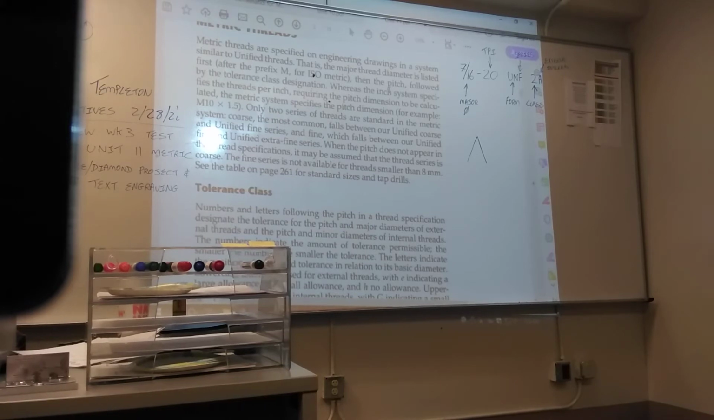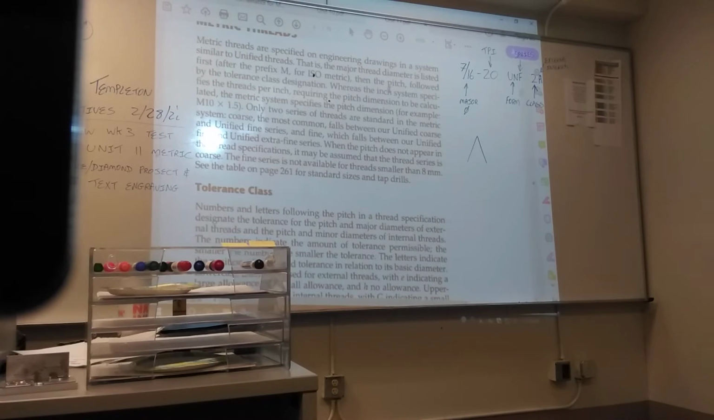You can see it's got metric threads, unified, Acme, buttress, pipe threads, Whitworth threads. Any thread you can think of is going to be in here. The first few pages show you how the numbers have been generated. It shows you all the trigonometry and the terms. And then it starts to go into some charts.